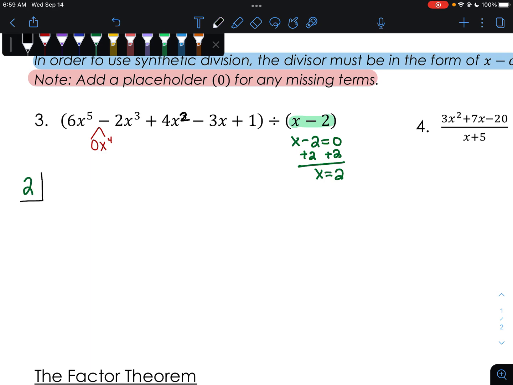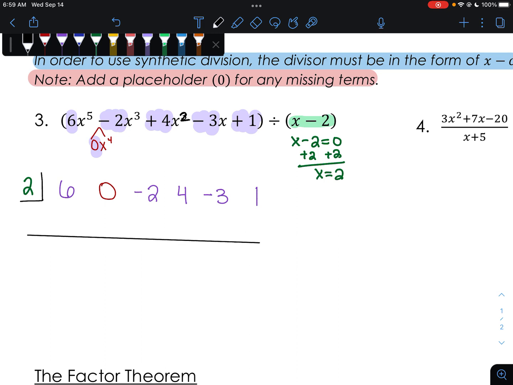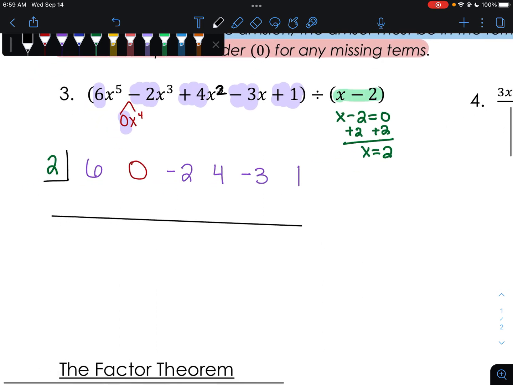And now I am going to take my coefficients of each of my variables, and list them out. So I have them highlighted. It is 6. I have to add in a 0 for that x to the 4th term because it's missing. I have -2, 4, -3, and 1. I'm going to leave some space under those numbers and draw a line. So this is now a zigzag pattern.